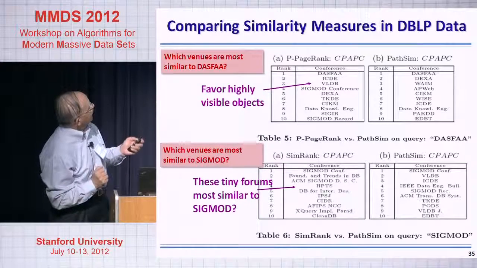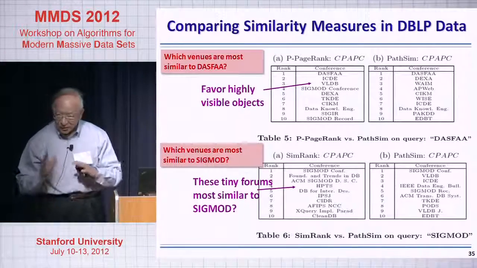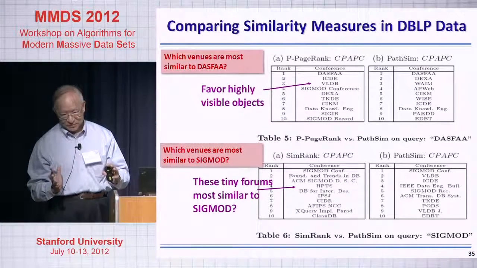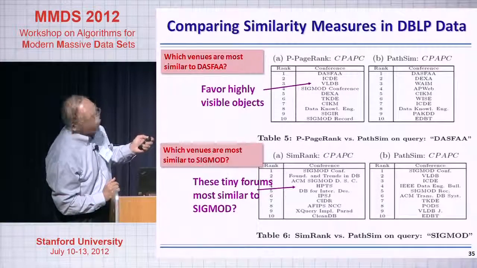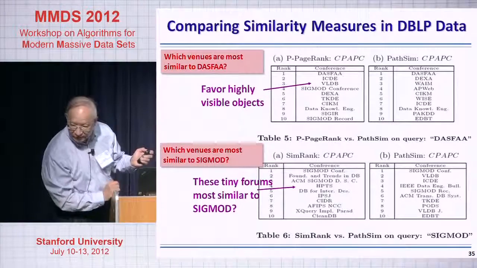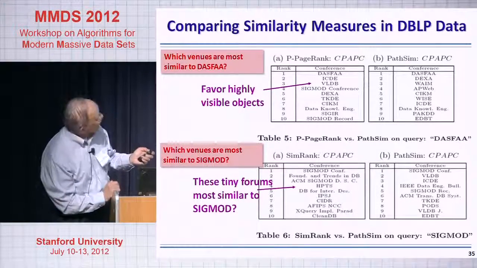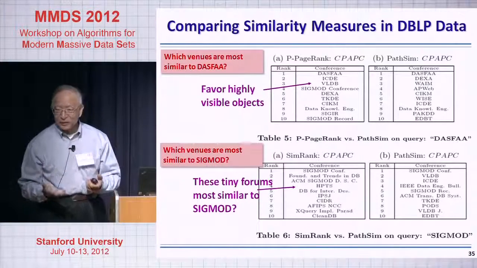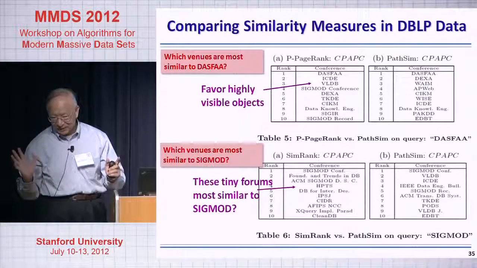For example, we intentionally put one, for example, DASFA, which is a local regional conference in Asia on database systems, applications. Then we try to check, this one is on personalized PageRank, this one is on PathSim. So you probably can see, the interesting thing is personalized PageRank puts most visible conferences like ICDE, VLDB, Sigmod, those conferences, most similar to DASFA. You go to the real field, they will argue with you, say, this one is not really equal in quality to Sigmod. There's no way you can really say they are similar.